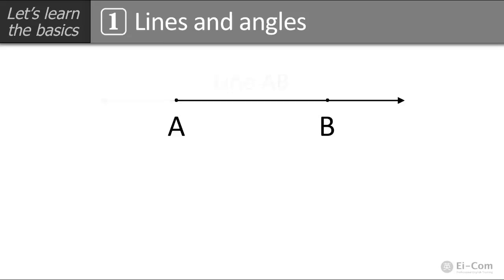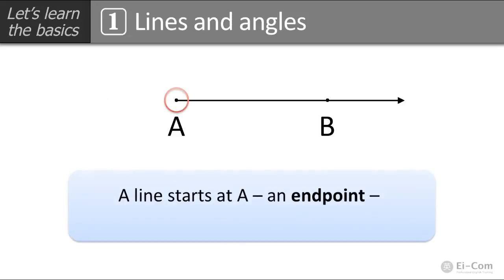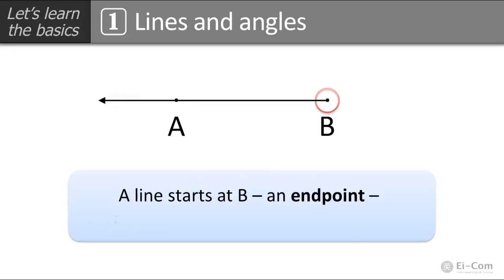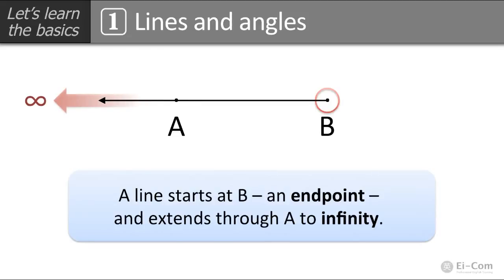Now let's suppose that a line starts at point A, an endpoint, and extends through point B to infinity. A line with one endpoint is called a ray, and in this example, we can call this ray AB. Now let's suppose that a line starts at point B, an endpoint, and extends through point A to infinity. In this case, we would call it ray BA, because the first letter always identifies the endpoint of the ray.